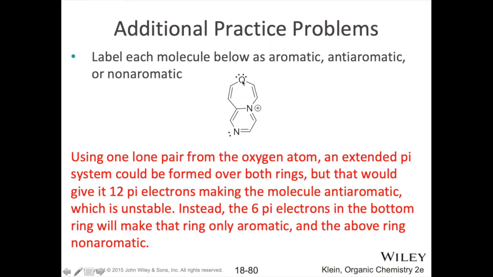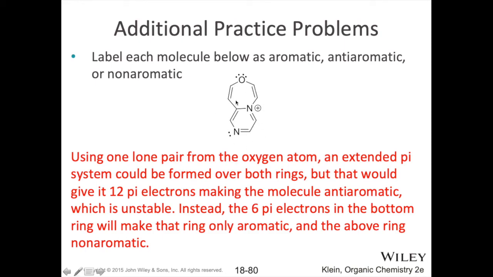If this oxygen is involved here, which it would have to be to complete this aromatic system, you would wind up having an even number of electron pairs. So you've got 3 electron pairs here, and this bottom ring is going to be aromatic. But when it comes to this here, you would have 3 more. That's 6 electron pairs in total.